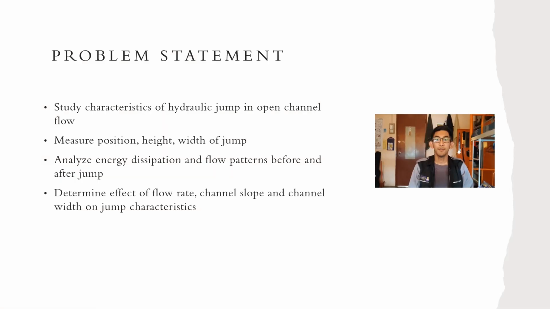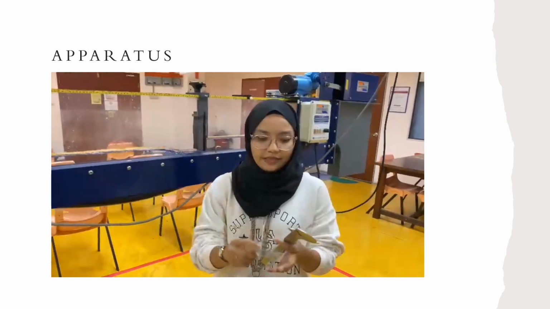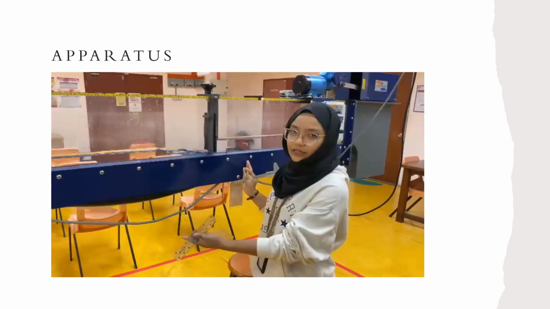For the problem statement, firstly, it is to study the characteristic of the hydraulic jump in open channel flow, to measure the position, height and width of the jump, to analyze energy dissipation and flow patterns before and after the jump, and to determine the effect of flow rate, channel slope and channel width on jump characteristic. For this laboratory activity, we will be using a few apparatus. The first one is the sluice gate, the second one is the tailgate, the third one is the vernier caliper, ruler, and upper flow channel.